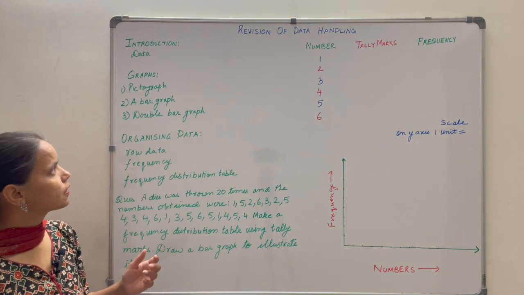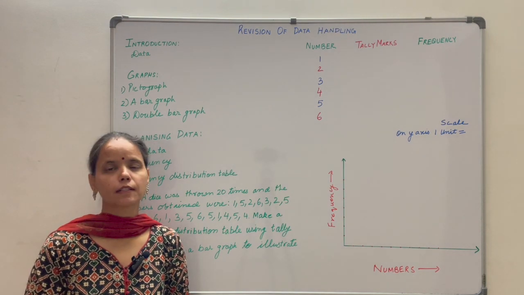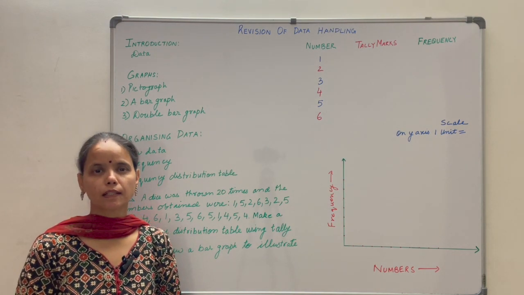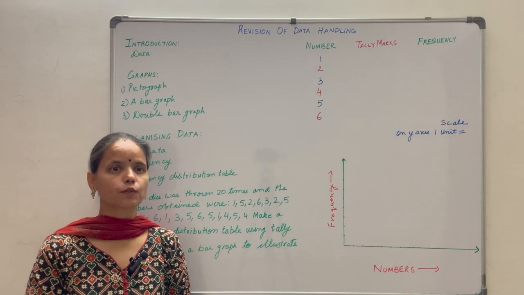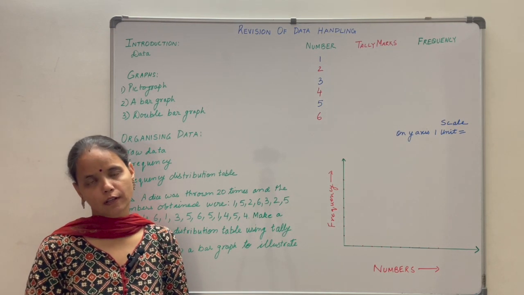Double bar graph is also a bar graph. It is used for comparing the data. Here a bar graph is drawn to compare two sets of information.